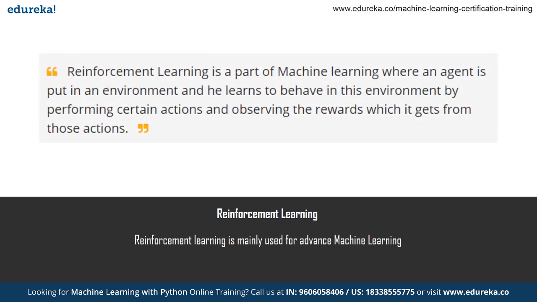an environment and he learns to behave in this environment by performing certain tasks, actions, and observing the rewards which it gets from those actions. This type of machine learning is comparatively different. So imagine that you are dropped off at an isolated island. So what exactly would you do? First thing that you would do is panic, of course.